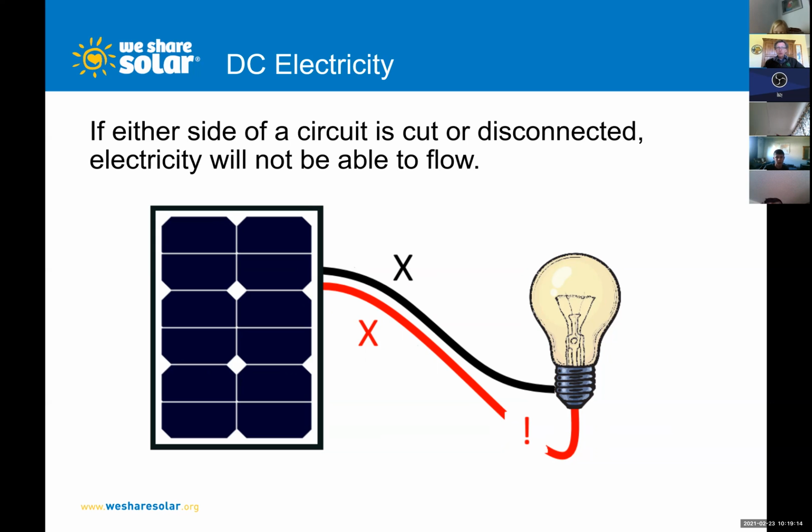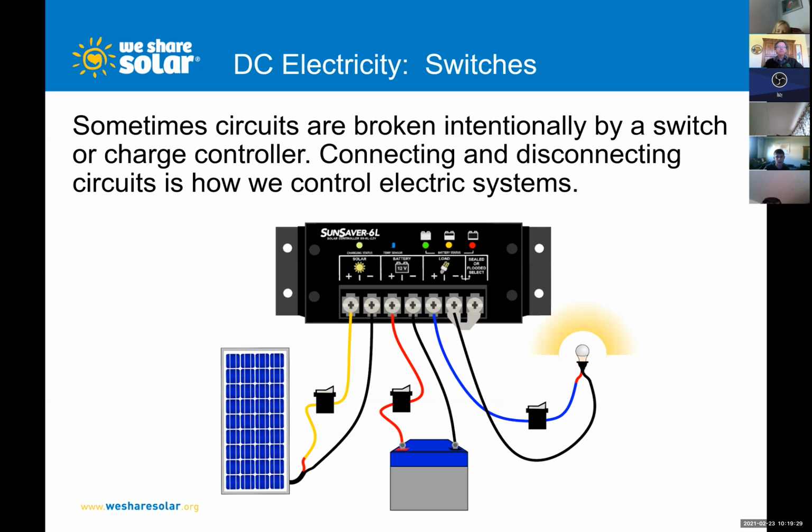If either side of a circuit is cut or disconnected, electricity won't be able to flow. So that's actually what happens when we have a little switch. The switch just cuts the wire, basically breaks the connection, and then the light bulb goes out and the power stops working. Sometimes circuits are broken intentionally by a switch. So check this out. This is actually what's going on.